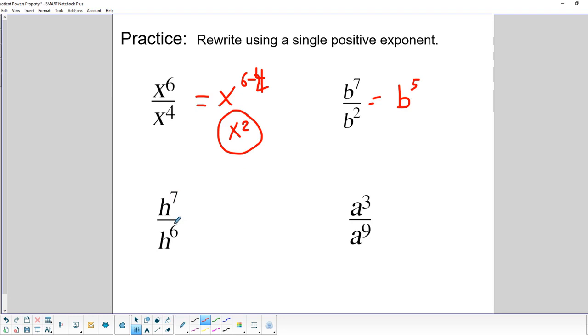Okay, what's 7 minus 6? That's going to be 1. So it's going to be h to the first power, or just h, right?